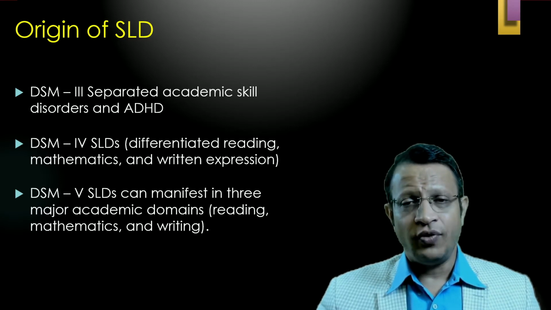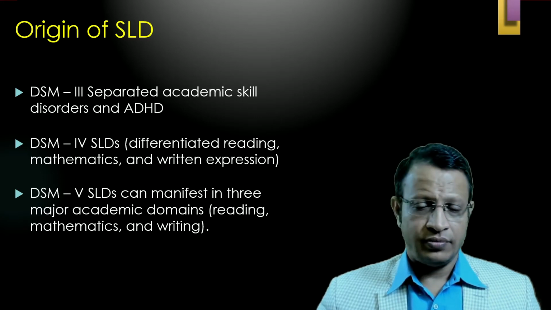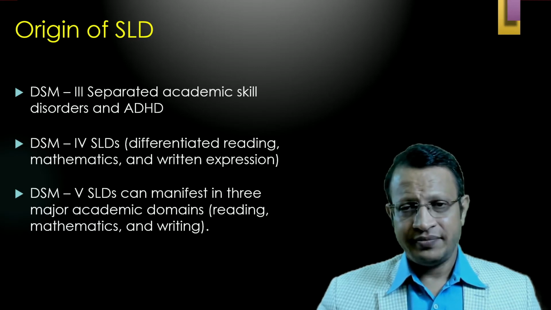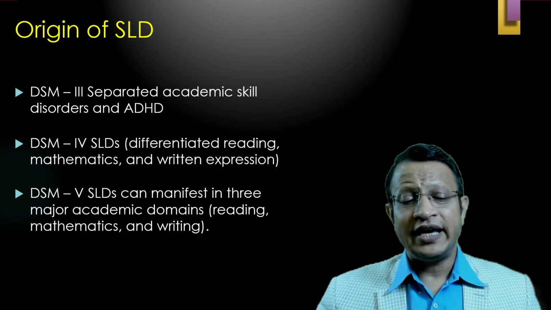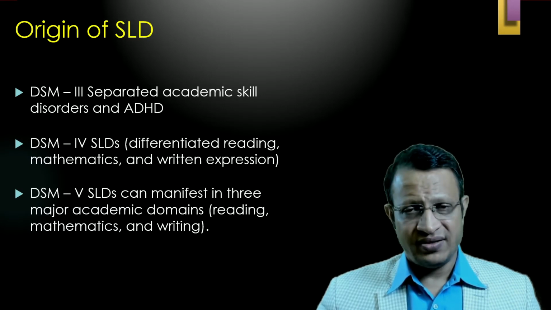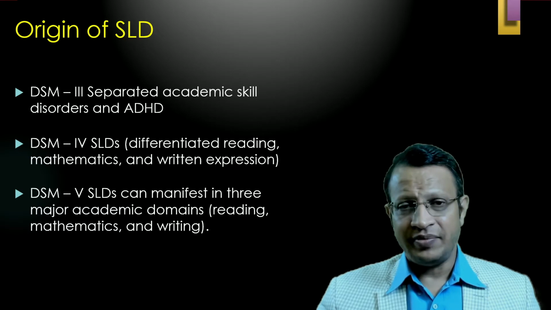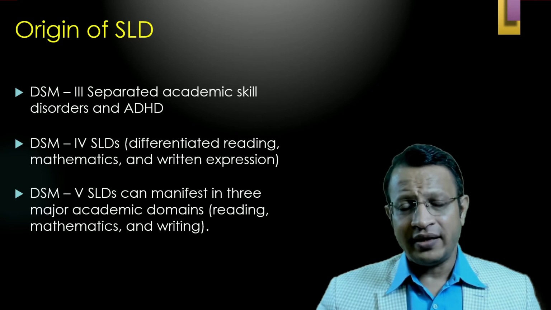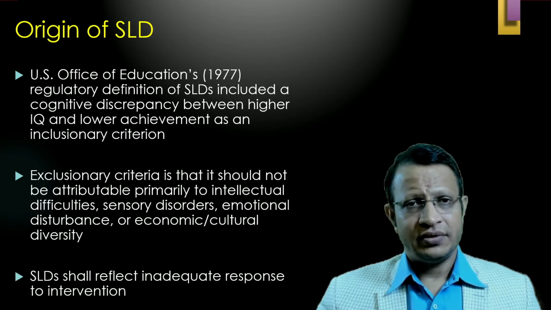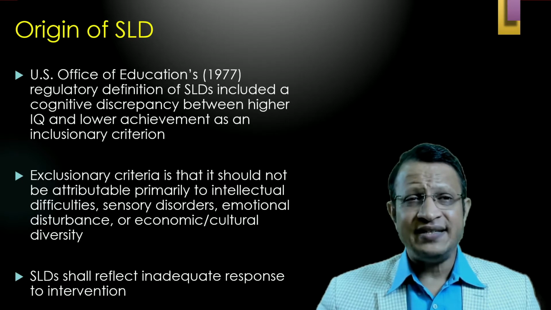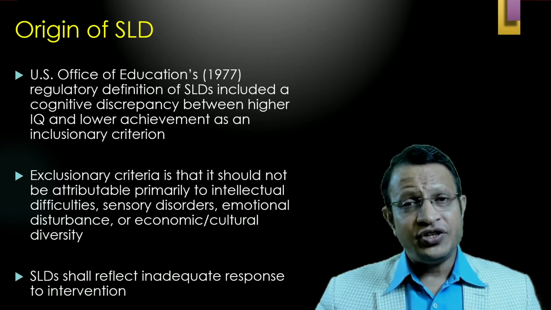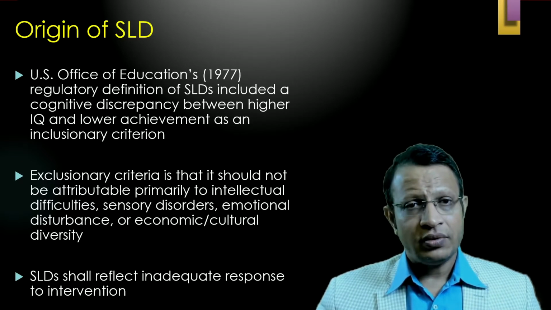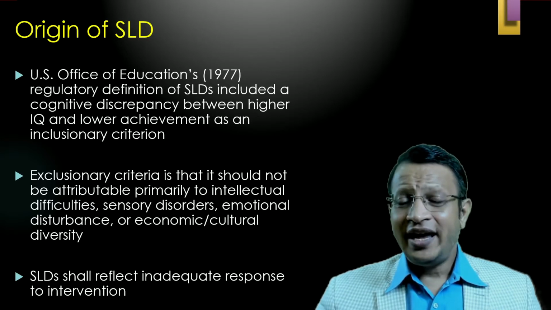However, in DSM-4, SLD made a greater breakthrough. It differentiated reading, written expression, and mathematics. And in DSM-5, SLD can manifest in three major academic domains, that is reading, writing, and mathematics. That means DSM-4 and 5 have a similar form of categorization. Further, the US Office of Education in 1977 included a regulatory definition of SLD as a cognitive discrepancy between higher IQ and lower achievement as an inclusionary criterion.